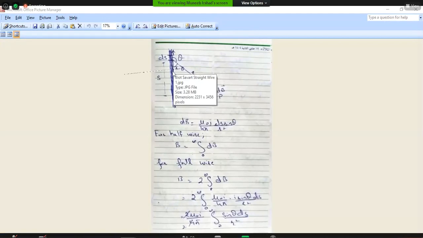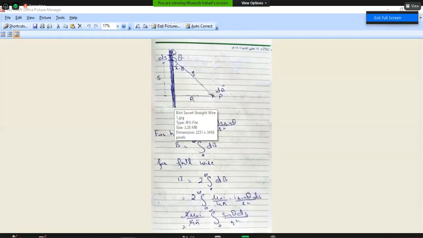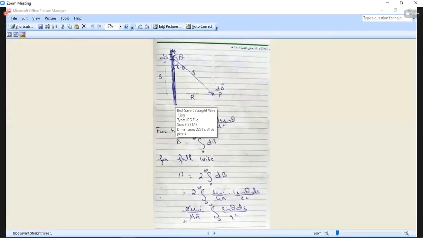which they have drawn there. So you can see here that this is a straight wire, and we want to find out the magnetic field at point P. I have used a cross here, which means that the magnetic field at this point is into the paper. This point is located at a distance r from the wire.